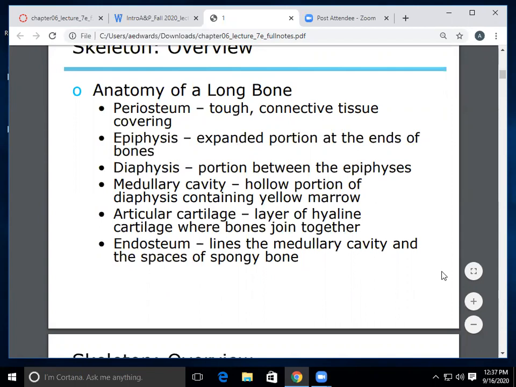Now in that medullary cavity, in the spaces of the spongy bone on the inside of your bone, you have endosteum. So on the outer surface, so here we're looking at the bone, outer surface, periosteum.